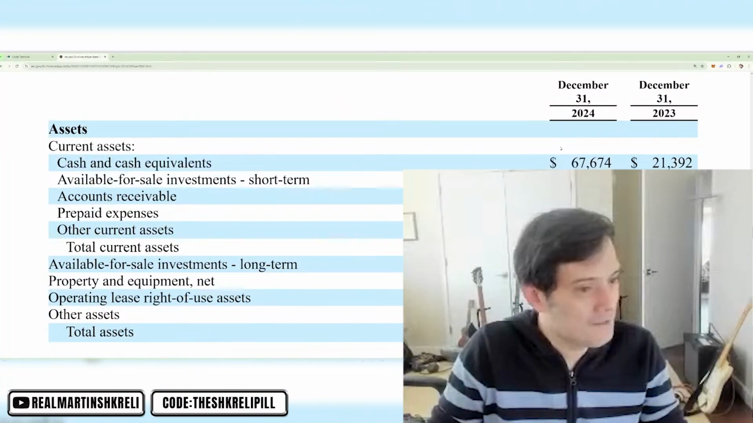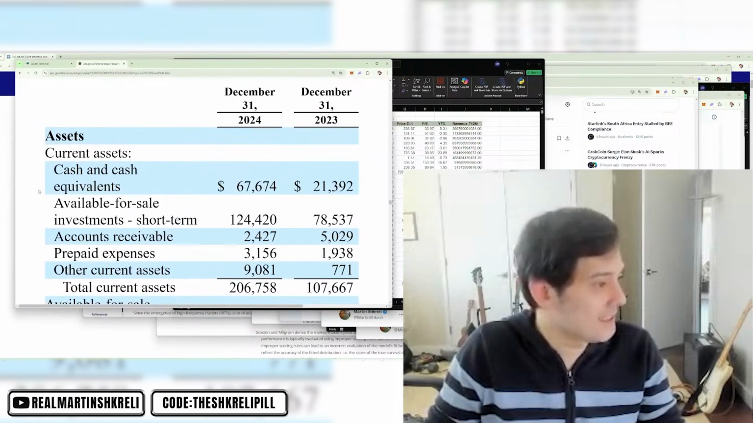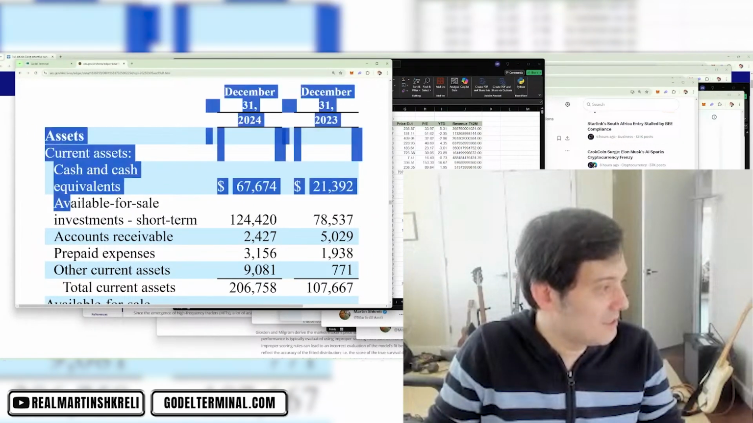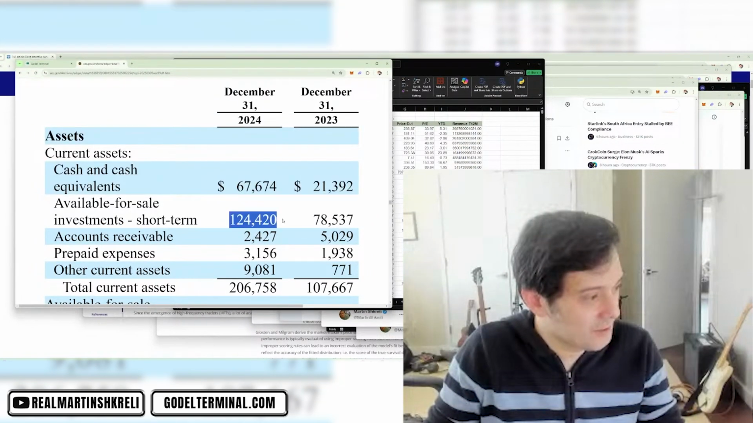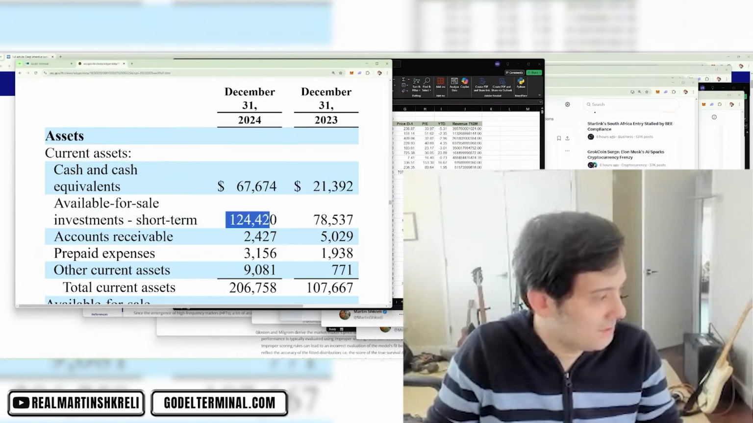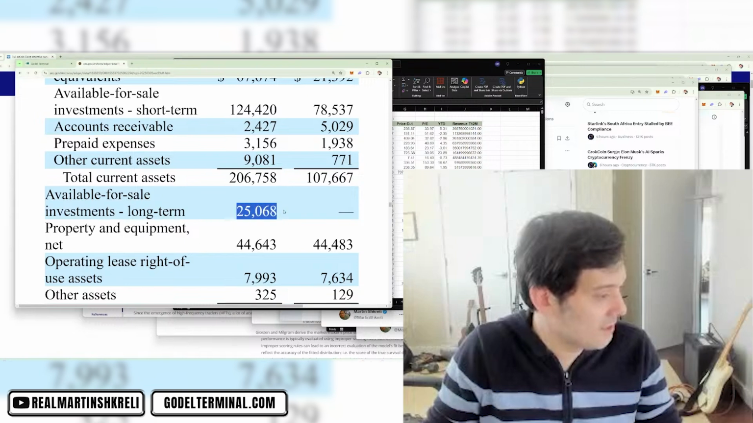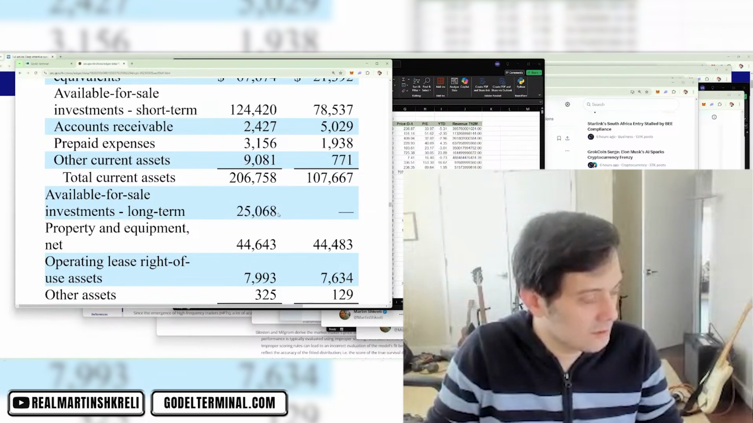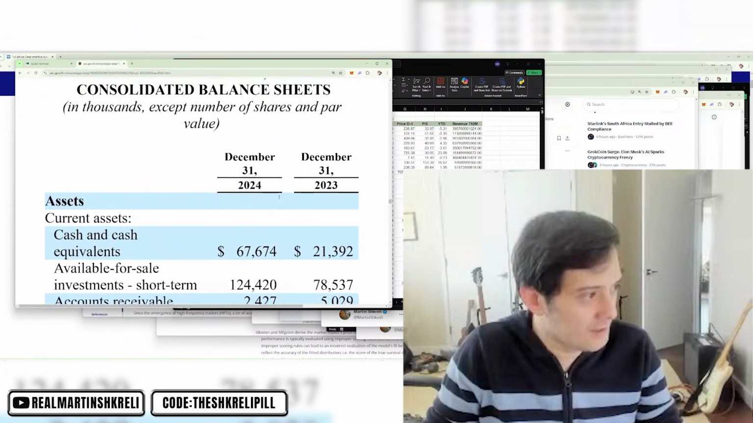Cash, 67 million. You see that? Cash. Investments, that's 124. What does that add up to? 191, 192. Okay, and there's some more cash here. It looks like it's 217 total. Okay, 217 million.